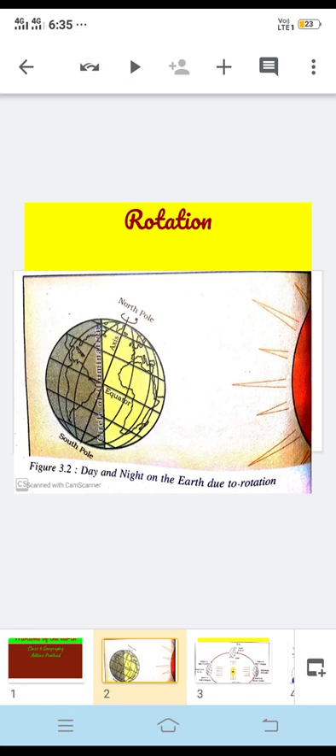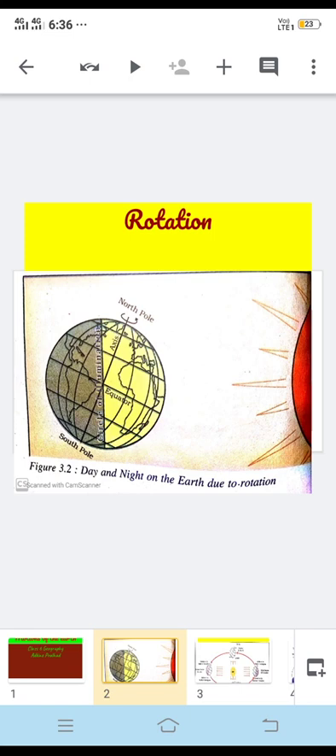Due to the spherical shape of the earth, only half of it gets light from the sun at a time. The portion facing the sun experiences day, while the other half away from the sun experiences night. The circle that divides day from night on the globe is called the circle of illumination.